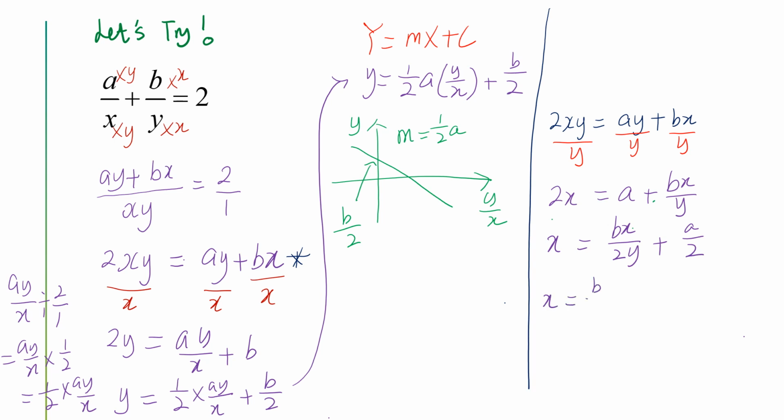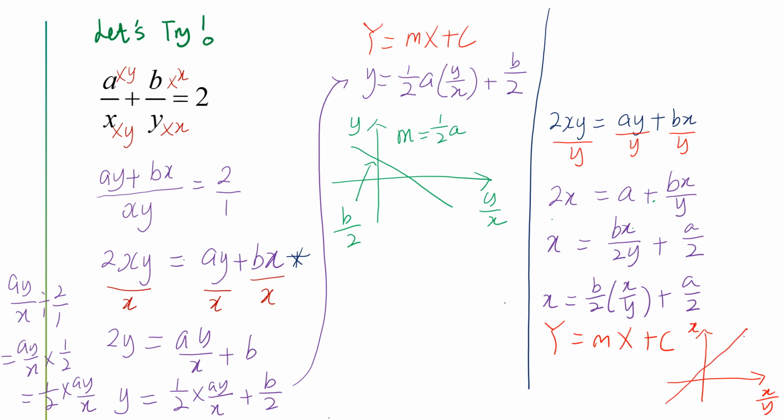We're going to factorize b over 2 out, making it the coefficient of x over y. Then you compare it with your y equals mx plus c. So graphically, this is how it looks. On the x-axis will be the variable x over y. On the y-axis will be x. I'm just going to randomly draw a straight line. Depending on the gradient, whether positive or negative, the gradient will be b over 2, and this y-intercept will be a over 2. So this is another way of expressing the given nonlinear equation into a linear form.